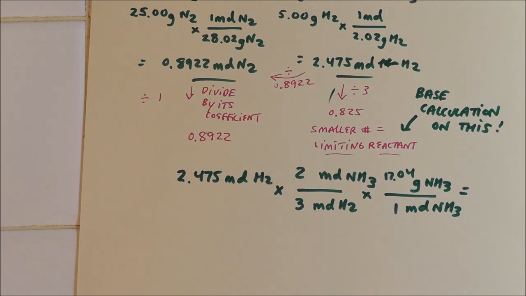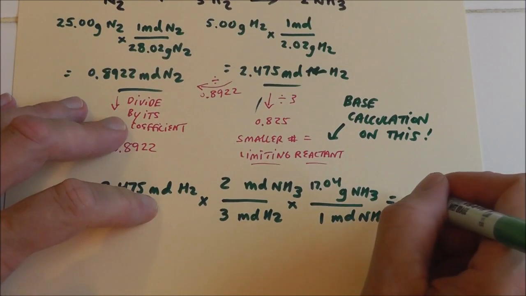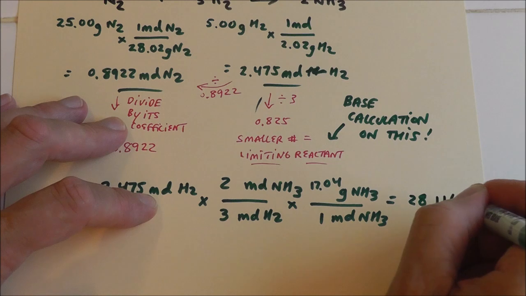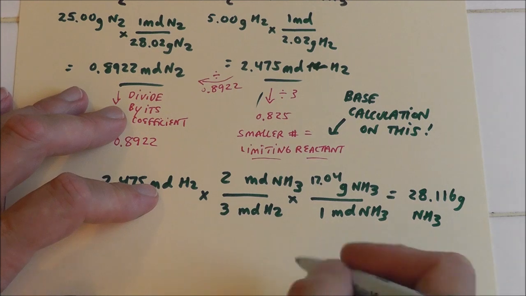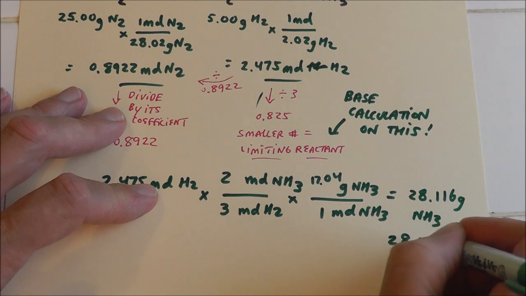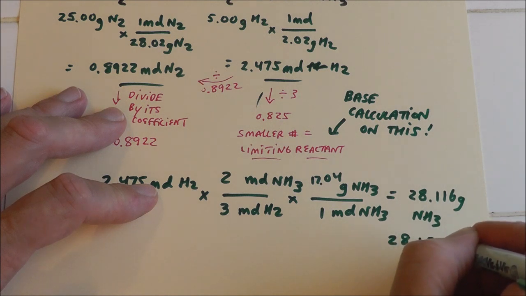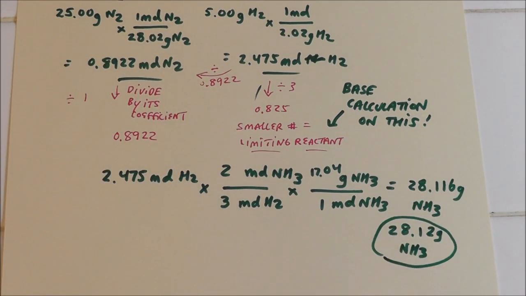And so let's see what we get. 2.475 times 2 times 17.04 divided by 3. 28.116. Everything was to 2. 28.116 grams of NH3. That is less than 30. Let's make it consistent. Those were good to 100th. 28.12 grams of NH3. Makes sense to me.